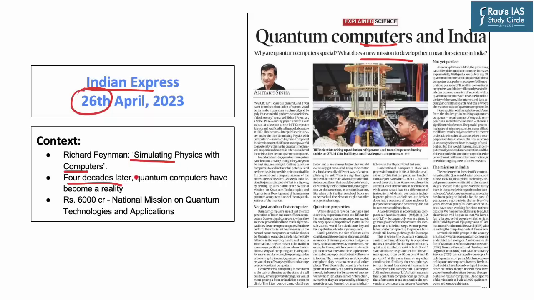Getting quantum computers to realize the full potential and perform tasks which are impossible or impractical for conventional computers is one of the hottest areas of research. In this regard, last week, India decided to join this global effort in a big way by setting up a 6,000 crore National Mission on Quantum Technologies and Applications. Development of a homegrown quantum computer is one of the major objectives of this mission.